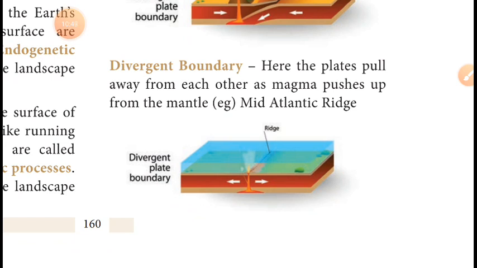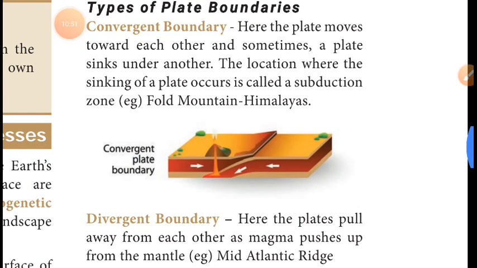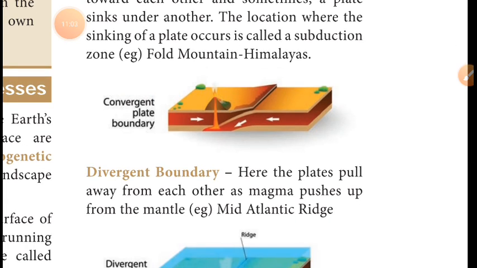Okay, in the first type, two plates move towards each other. One plate sinks, and the other does not sink. That is called a convergent boundary. But a divergent boundary means two or more plates are pushing and pulling away from each other. That is called a divergent boundary. Example for divergent boundary: Mid Atlantic ridge.